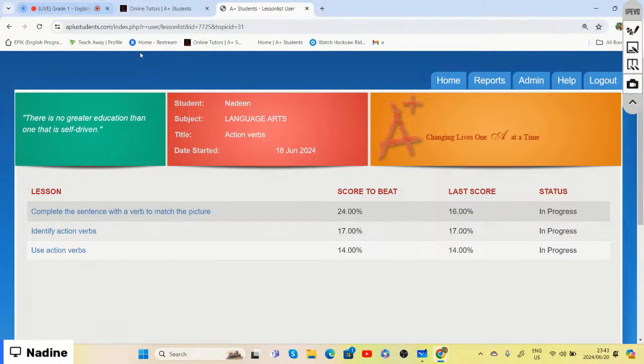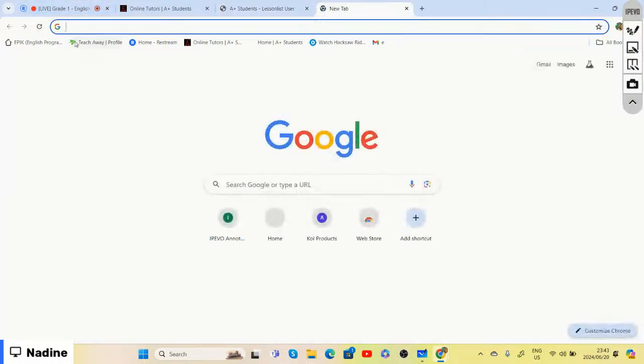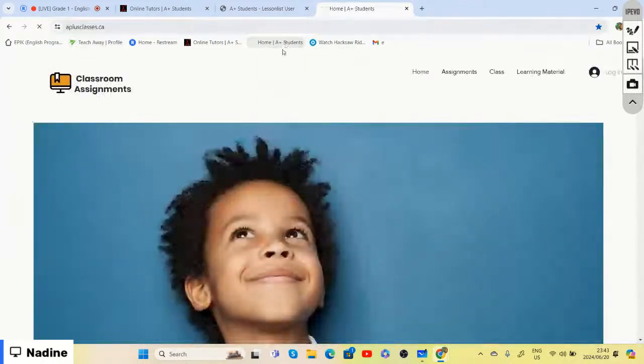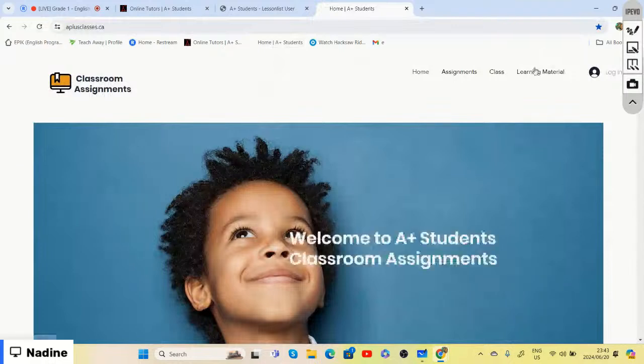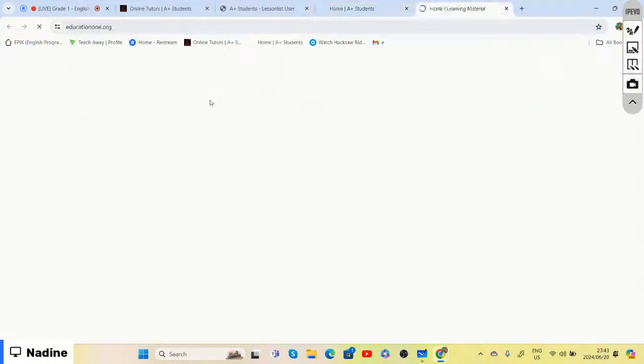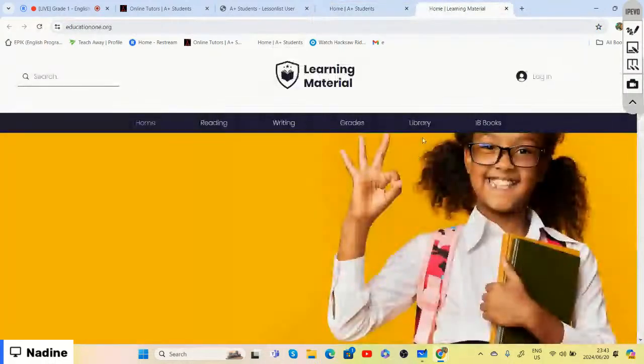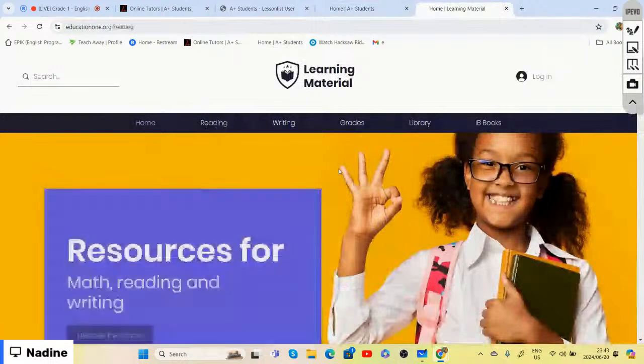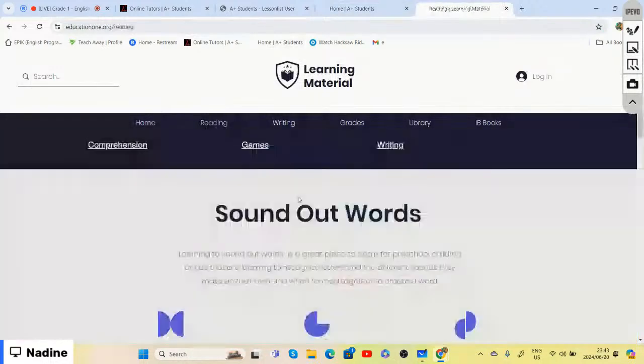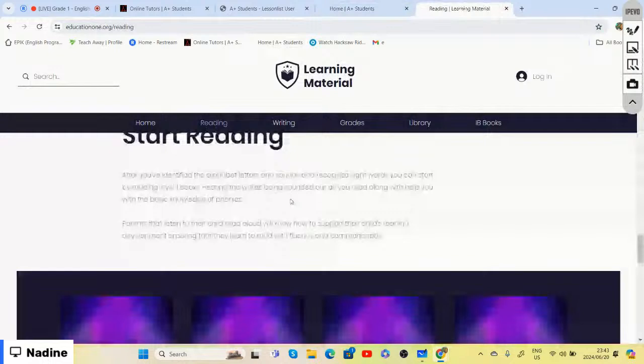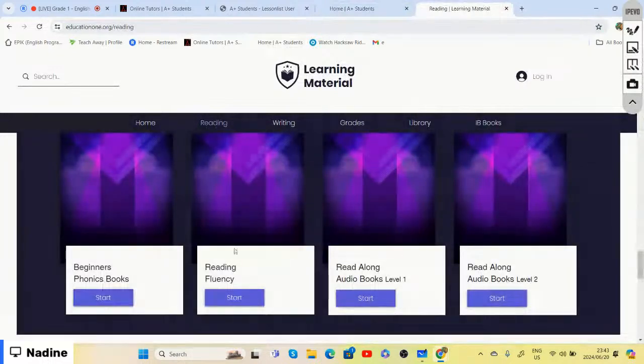All right. So now we're going to A plus classes.ca and then we're quickly going to reading. We're going to scroll down until we get to these four purple boxes. Not the first one, the second one. We're going to the third one that says read along audiobooks level 1.